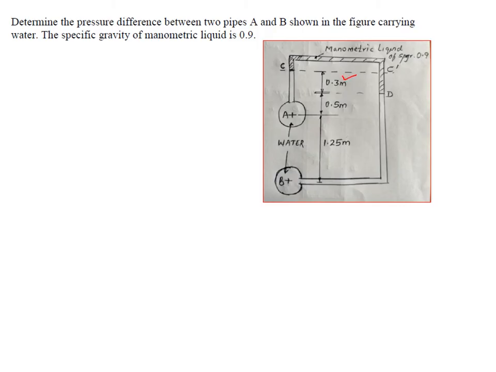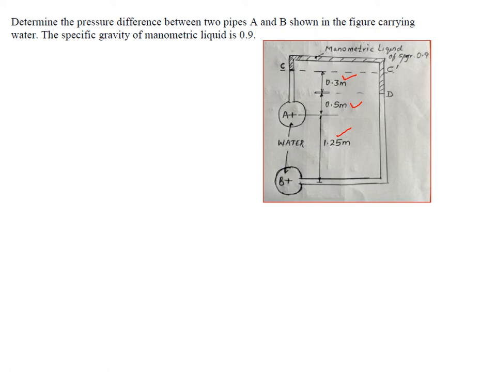The difference between A and B is also given as 1.25, and this difference is given as 0.5 meters. So here the manometric liquid is this, which is of specific gravity 0.9. So we have to find the difference of pressure between these two points. Whenever such a problem is given, we should note that it is one continuous liquid, and on one horizontal plane the pressure is the same. So we have to equate at C and C dash because it is one continuous liquid. We cannot equate at D level, because if you move from here, there will be water. We have to equate at C level only, because it is manometric liquid at C and C dash.